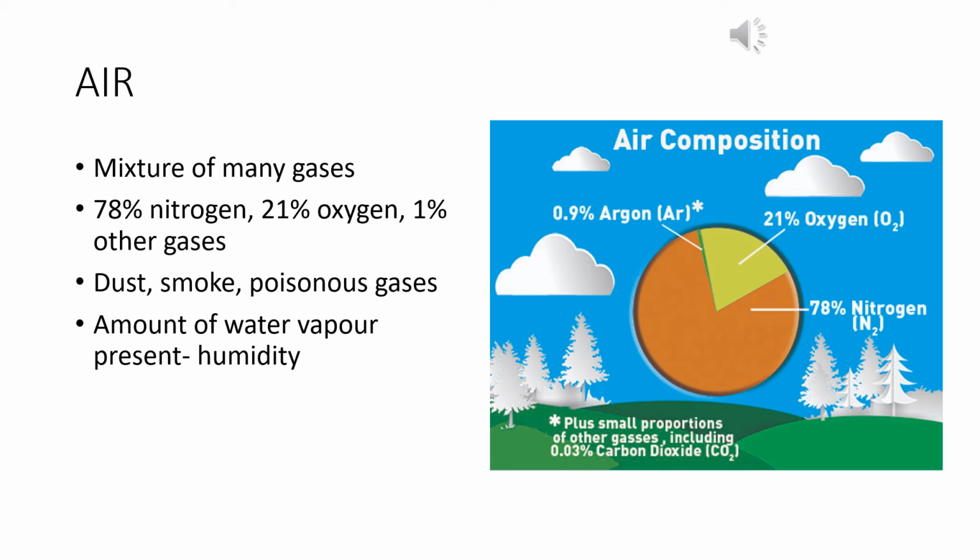Apart from all of these gases, dust, smoke, and poisonous gases coming from pollutants are also present in the air. The amount of water vapor that is present in the air is termed as humidity. The amount of water vapor in the atmosphere increases during the rainy season because of the rain. So that's why it is more humid air, and it decreases in the season of winter. So it's a less humid air, or dry air. So the amount of water vapor present in the air is termed as humidity.